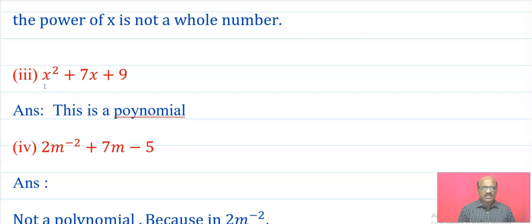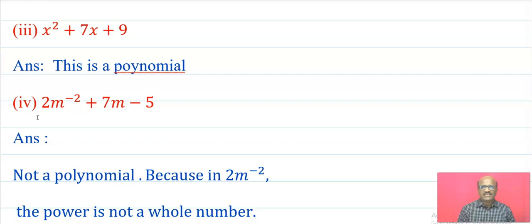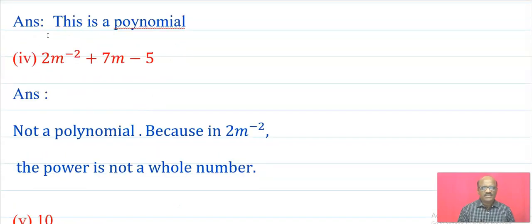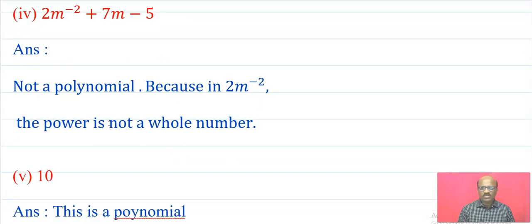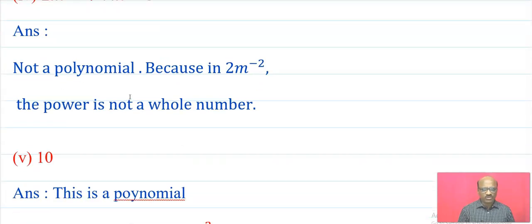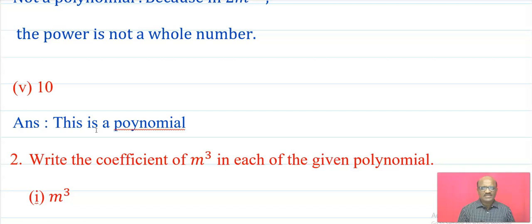Next is the third example, x square plus 7x plus 9. This is a polynomial because the powers of x are whole numbers. Here they are 2, 1 and 0. No problem. Next example, 2m raised to minus 2 plus 7m minus 5. Here again the power of m is negative and it is not a whole number. Therefore, it is not a polynomial. 10. This is a polynomial. It is a constant polynomial.